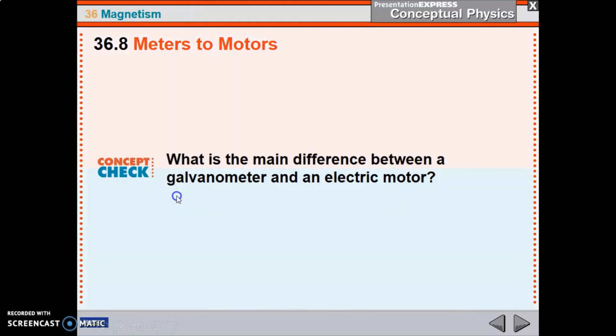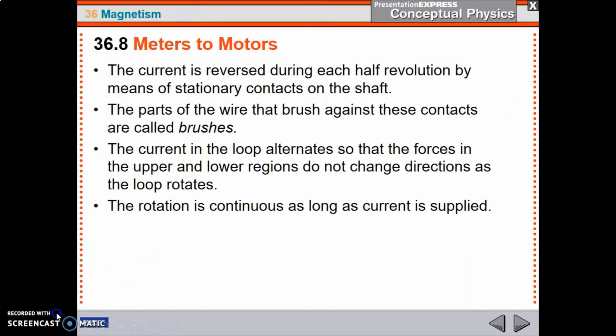And that is it. That's how the motor works.